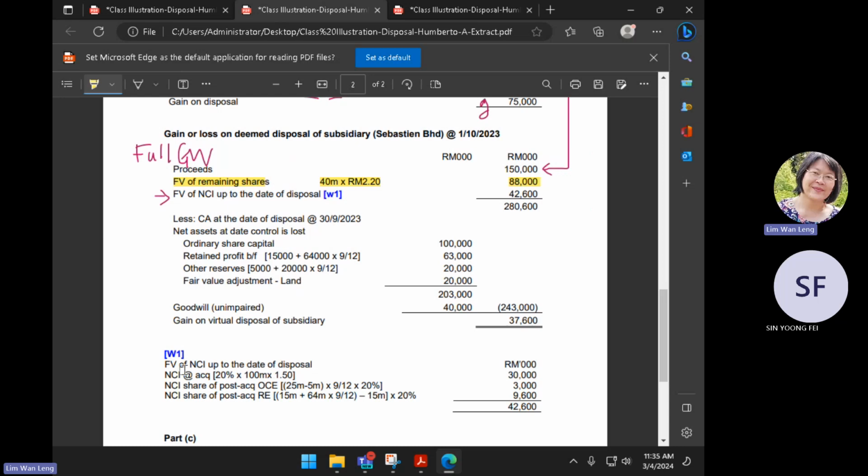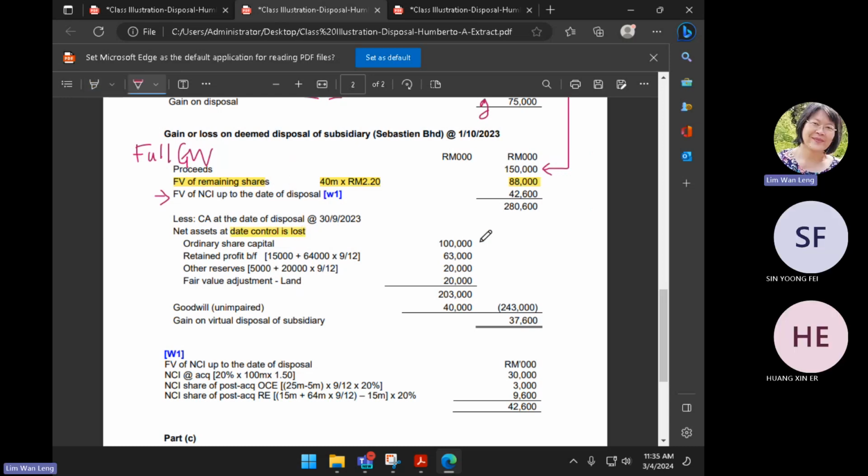W1, we hold on first. Okay, we look at those that is easy ones. So carrying amount at the date of disposal, what is the net asset at the date control is lost. Okay, so you have what? Ordinary share capital. And because it was acquisition during the year, right? So you need to pro rata your year's profits.